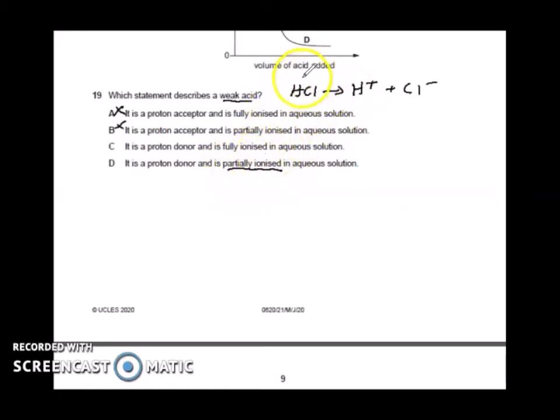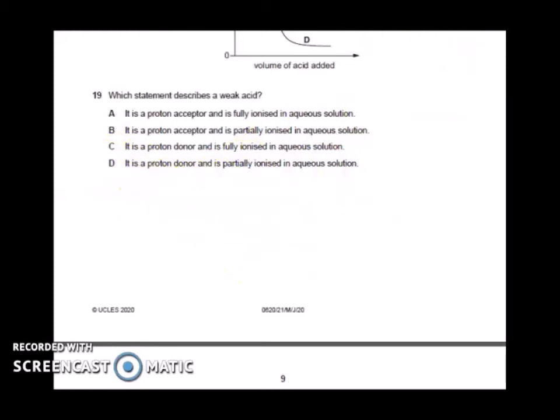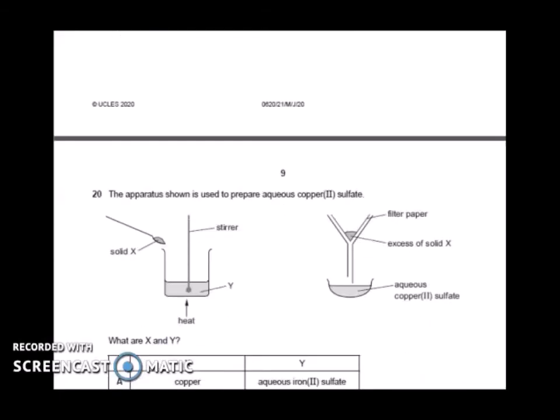So this is actually a wrong example. This one is a strong acid. A weak acid is an example like ethanoic acid, CH3COOH, and it will release a hydrogen ion. So this is the weak acid example. So the answer is D. Okay, now you scroll further down.